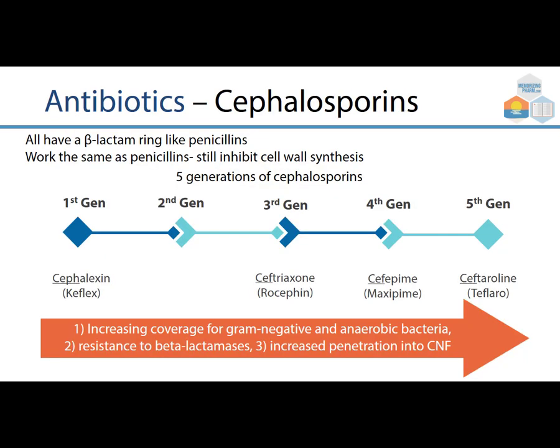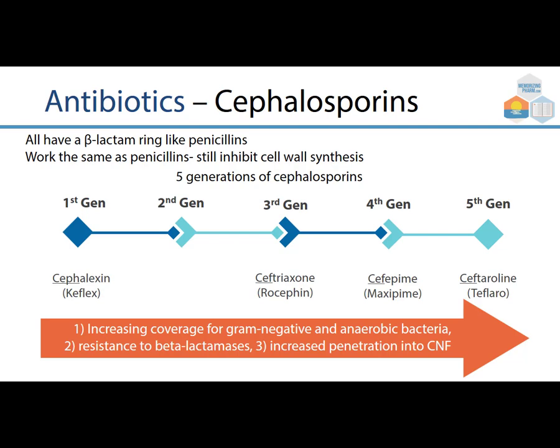The next group of antibiotics are the cephalosporins, and they all have beta-lactam rings just like penicillins. They work the same as penicillins. They still inhibit cell wall synthesis, and there are 5 generations. So 4 of them that I'll go over are cephalexin, brand Keflex, ceftriaxone, Rocephin, cefepime, which is Maxipime, and ceftaroline, which is Teflaro.